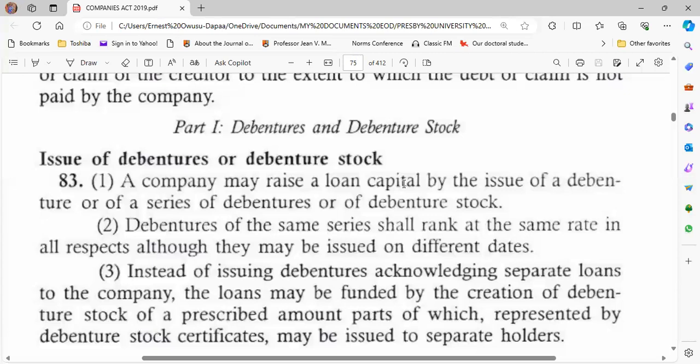So we will first of all try and define what a debenture is. Once we know what a debenture is, then we look at the specific rules regarding how to issue debentures, the evidence of you being a debenture holder, and also how to secure your interests. If you are a creditor of the company by way of debentures, you may want the company to use some of its assets as a security for you. So we come and discuss all this.